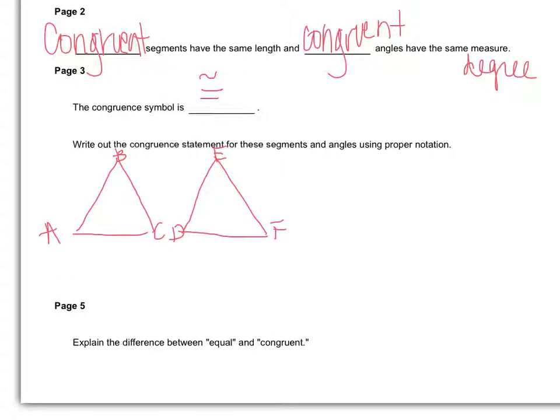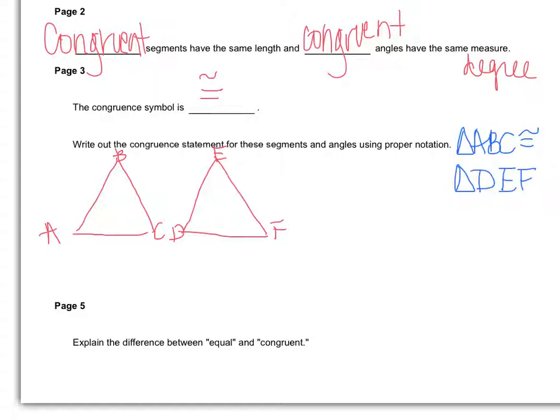So I know you don't have these two triangles drawn on your paper. They're actually in the Apex notes. So if you'll go ahead and draw them out, we're going to talk about the congruent statements for these segments and angles as well, using proper notation. So if I have these two triangles that I've drawn, and I'm telling you that triangle ABC is congruent to triangle DEF.